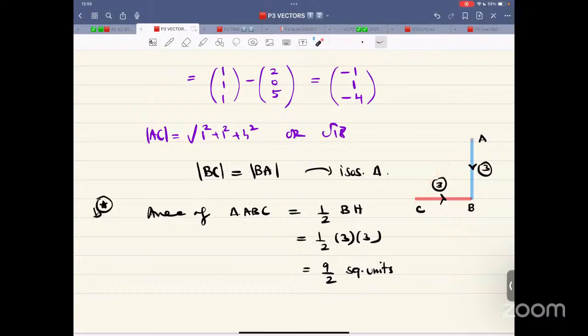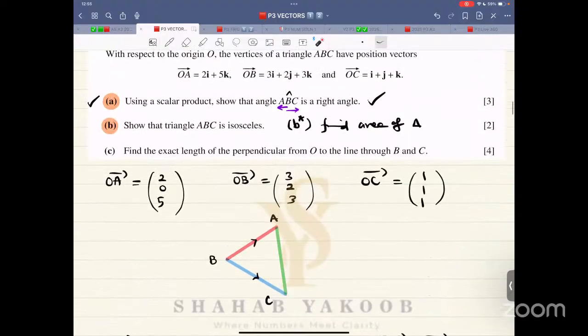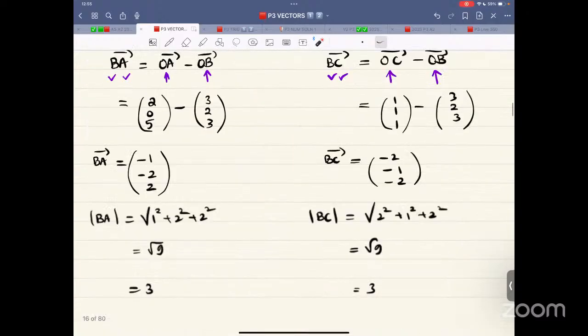Since it's a right angle triangle, I can say half into base into height. That's the area. Have they asked for the area? No, they are asking for the exact length of the perpendicular from O to the line through B and C. That will come later on. That I'll just explain to you.